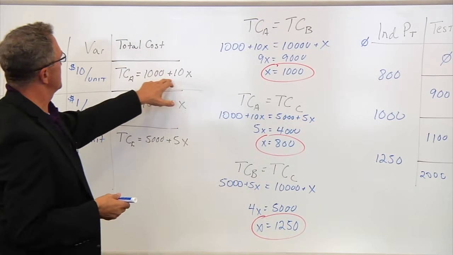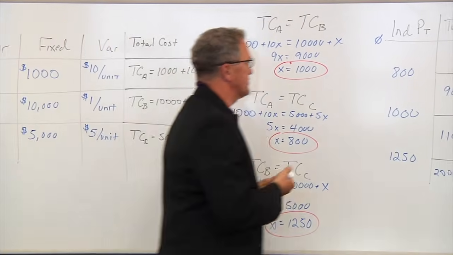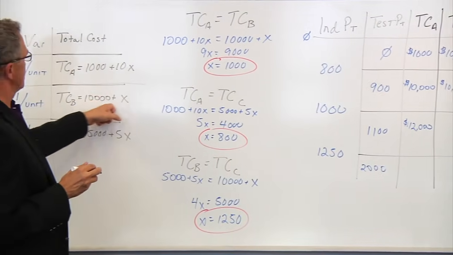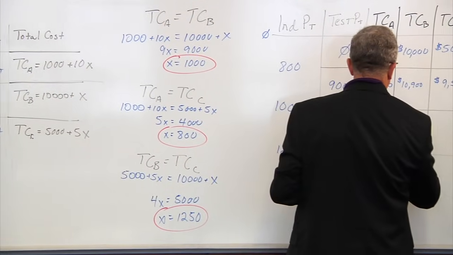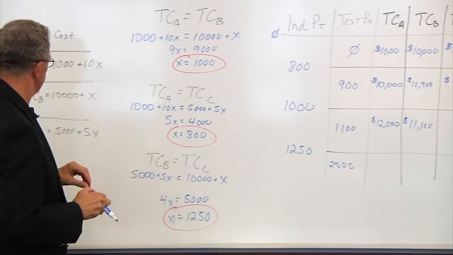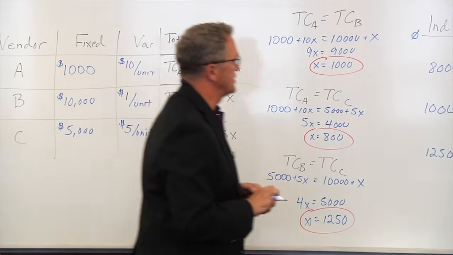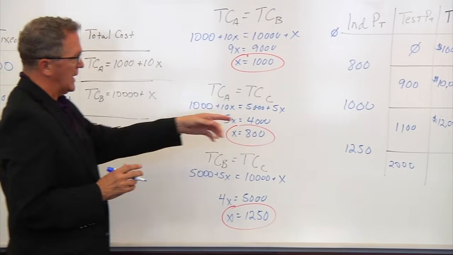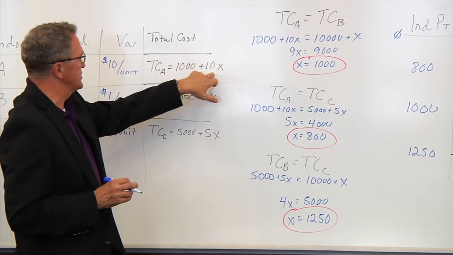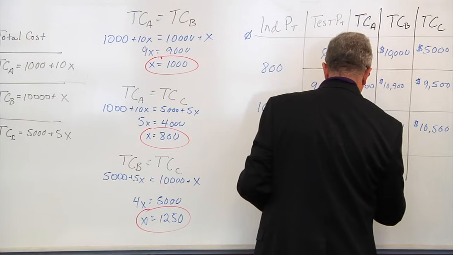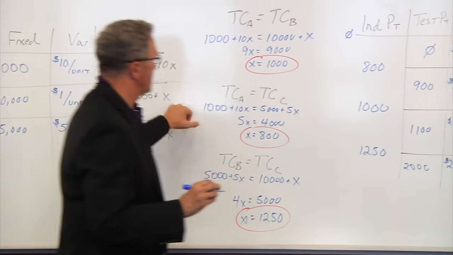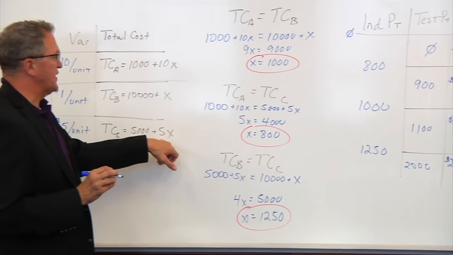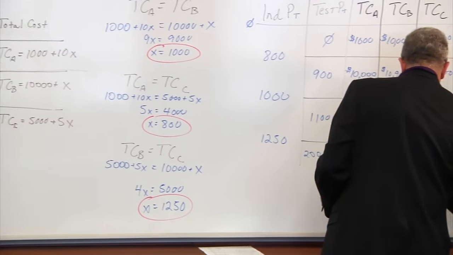$1,100. 1,000, 10 times 1,100 is 11,000. 11,000 plus 1,000, it would cost me 12,000 from vendor A. $1,000 plus 1,100, 11,100 from vendor B. Five times 1,100 is 5,500 plus 5,000 is 10,500 from vendor C. Our last test point, 2,000. 2,000 times 10 is 20,000, plus 1,000 is $21,000. $10,000 plus 2,000 is $12,000 from vendor B. 2,000 times 5 is $10,000, plus 5,000 is going to be $15,000 from vendor C.